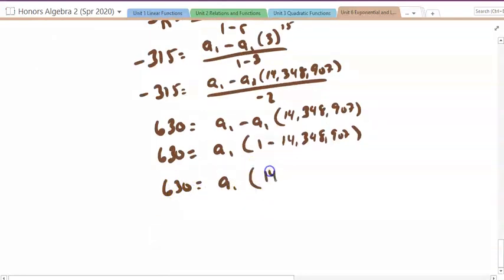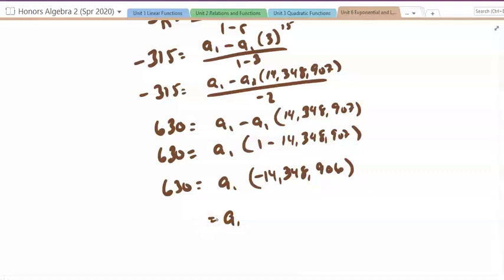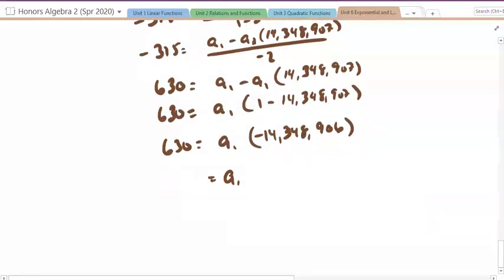times this, which is going to be negative 14,348,906. And dividing both sides, our a sub 1 is going to be the 630 divided by negative 14,348,906. And this is going to be a very small decimal if we try to keep it as a decimal.